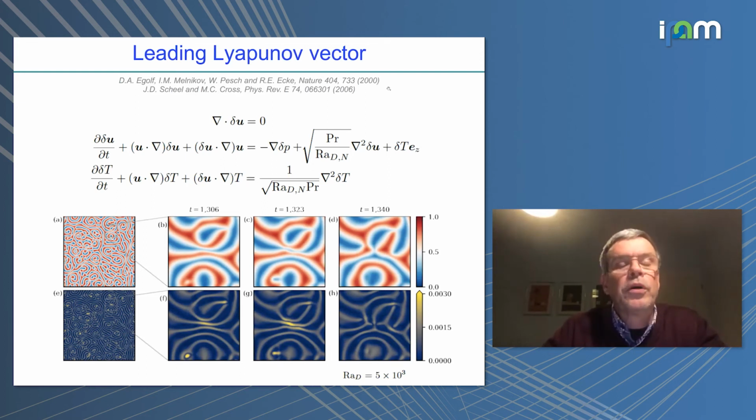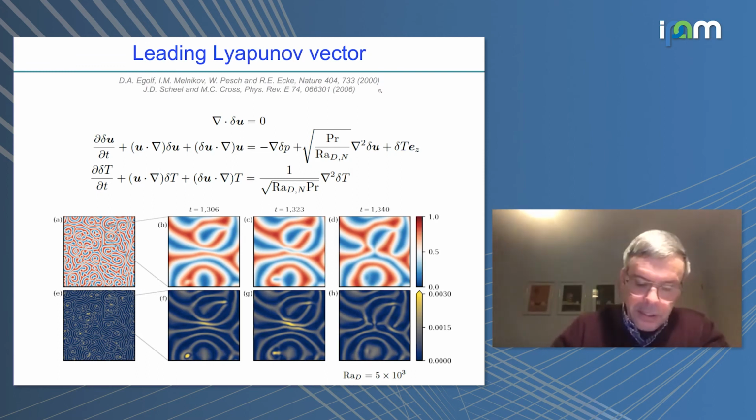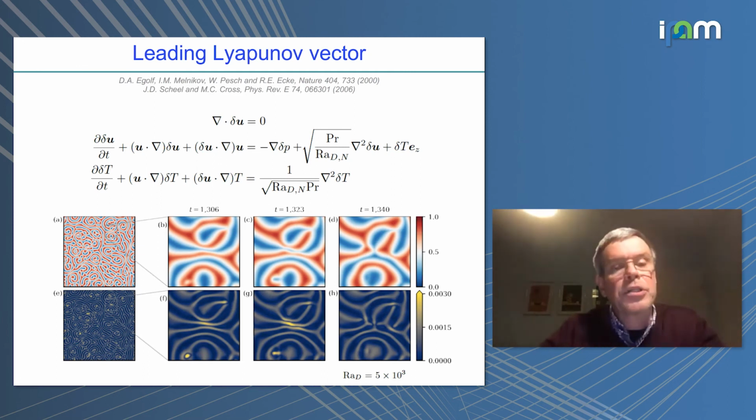We are not the only ones or the first ones who have been doing this. I would like to point to groups who have done this already in the past, in the weakly nonlinear regime of convection right above the onset of convection. And they even went on to analyze a larger fraction of the Lyapunov spectrum. That means they solved more equations simultaneously with the original nonlinear equations.